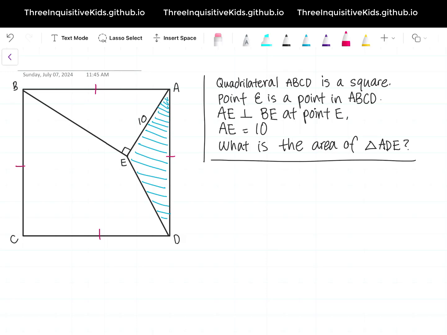Point E is a point in the square ABCD. AE and BE are perpendicular at point E, and AE has a length of 10 units. So we're being asked to find the area of the blue shaded region, this triangle right here, ADE. There are 2 different methods when solving this problem.